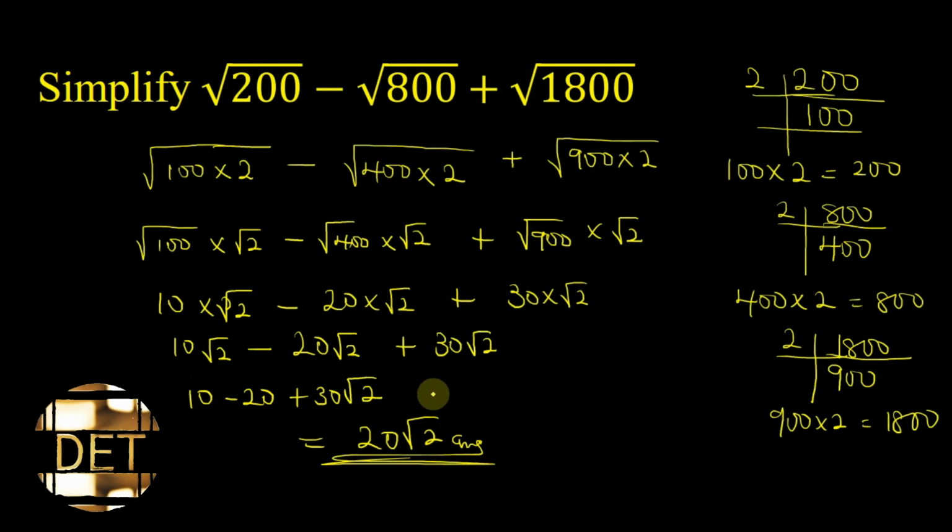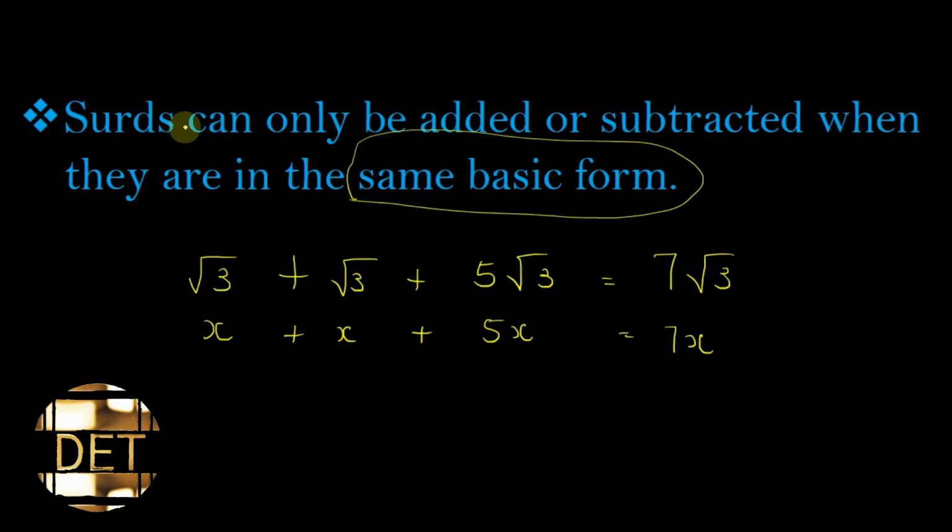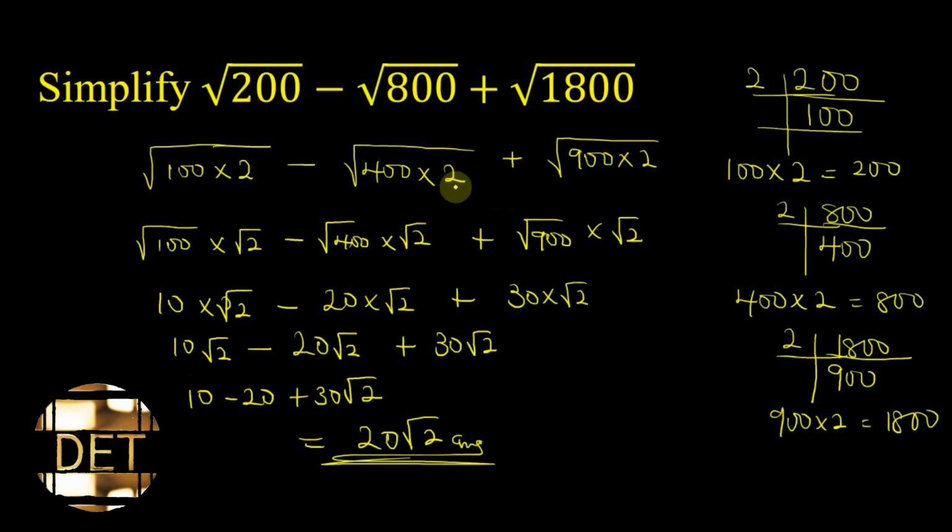Like I said, the basic idea here is that surds can only be added or subtracted when they are in the same basic form. So for you to add up these surds, you will have to resolve them to get the same basic form before you can add them.